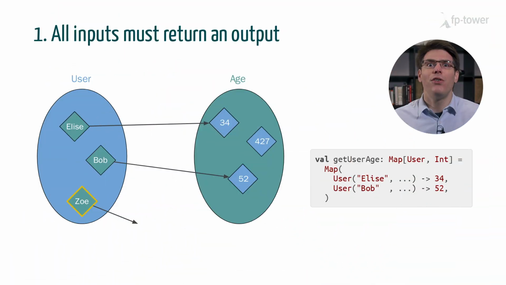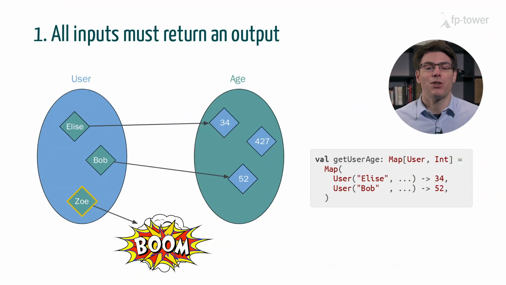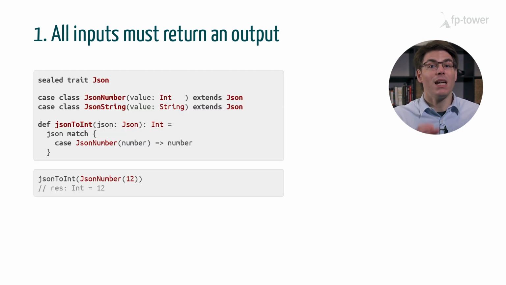The first difference between an FP function and other definitions of functions is that all inputs must return an output. For example, in this case, it's impossible to have a user for whom we don't know their age. In practice, this means if we pattern match on the inputs, we must cover all the cases.